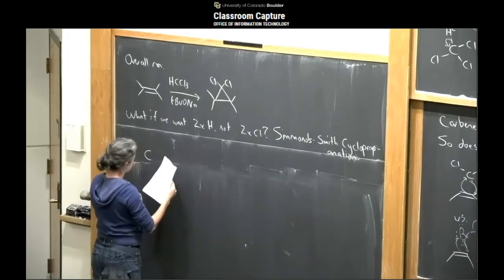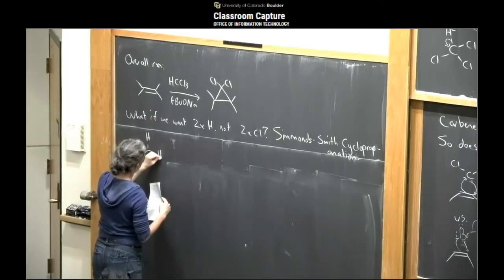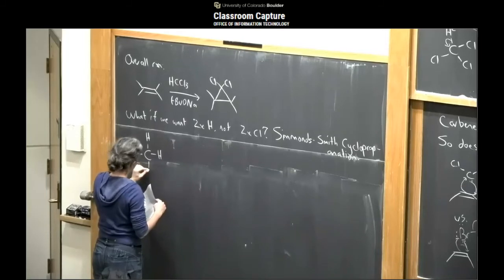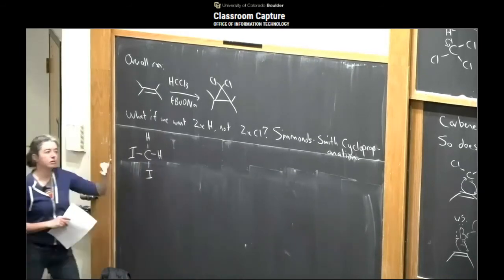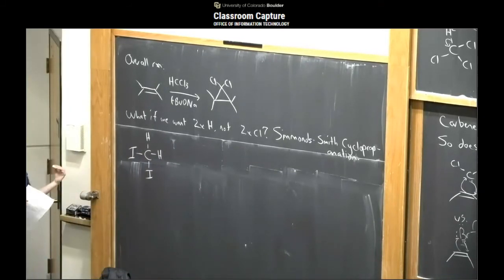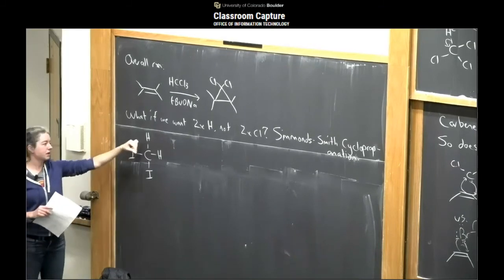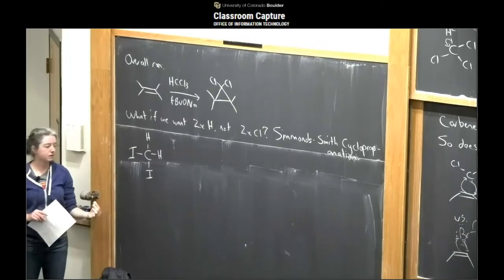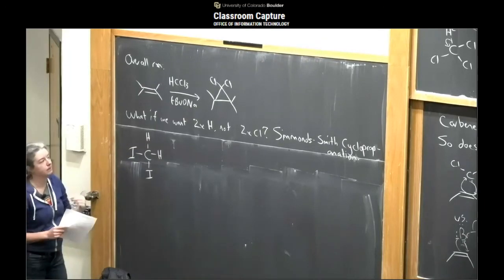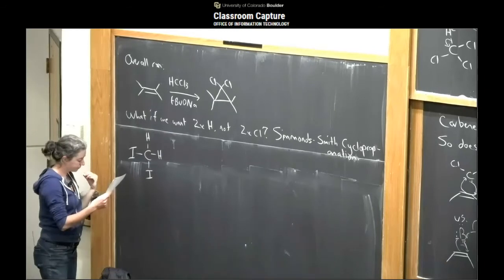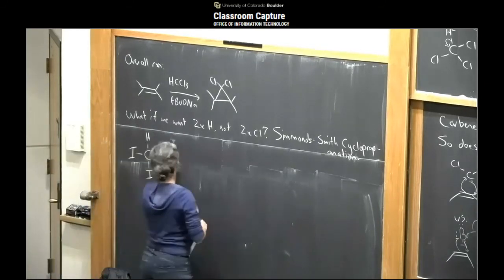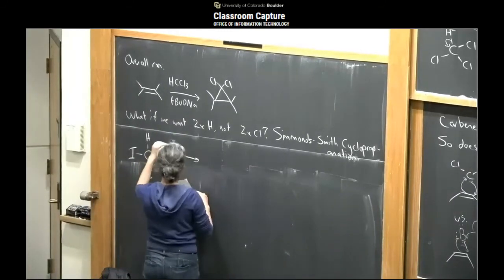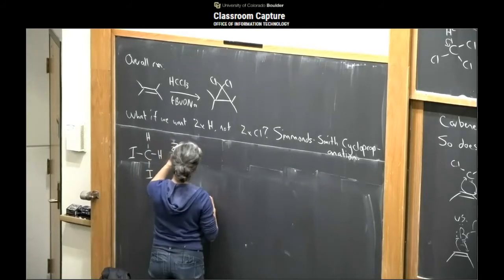So the way this one works is we're going to start out with something fairly similar to the actual carbene that we made over there. So instead of carbon with an H and 2 halogens, it's carbon with 2 H's and 2 halogens. Or sorry, carbon with an H and 3 halogens over there.